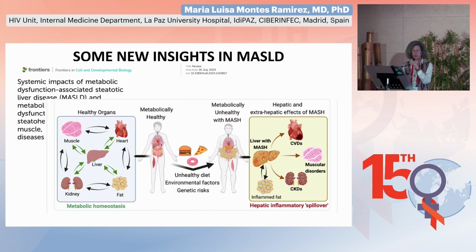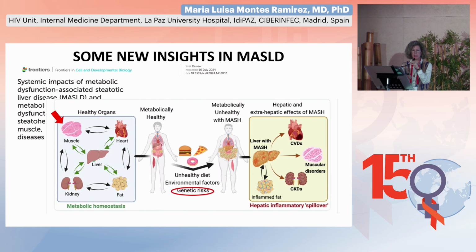From metabolic homeostasis to hepatic inflammatory spillover, there are 5 main organs implicated. Muscle and sarcopenia are being studied at the moment, and we have new concepts like obese sarcopenia or lean MASLD.